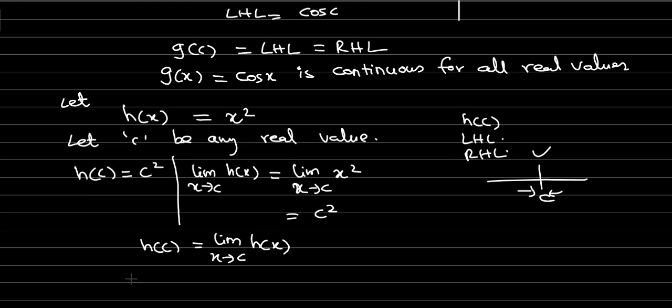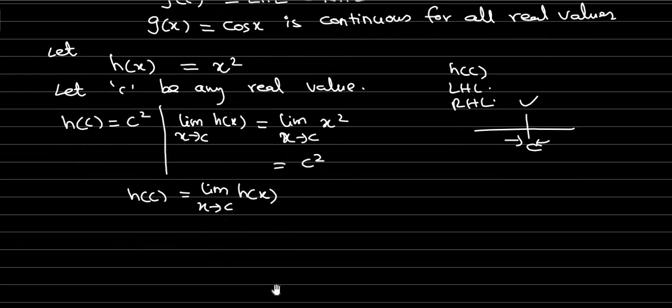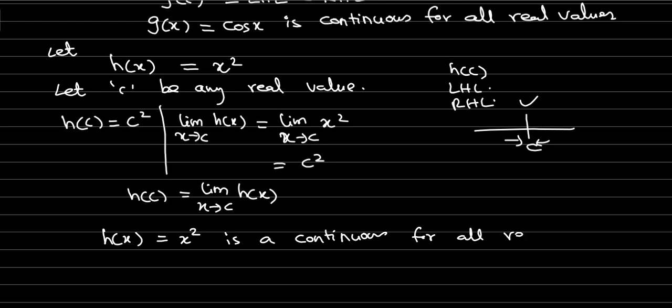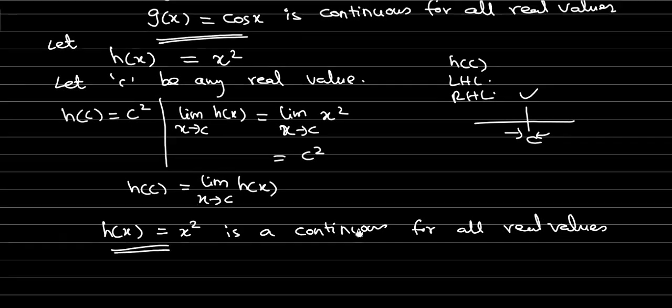So you can notice that the h of c value and the limit as x approaches c of h of x are both the same. So from this we can say h of x equal to x square is a continuous function, continuous for all real values. Now we have two results. We found that g of x equal to cos x is continuous, and h of x equal to x square is continuous.